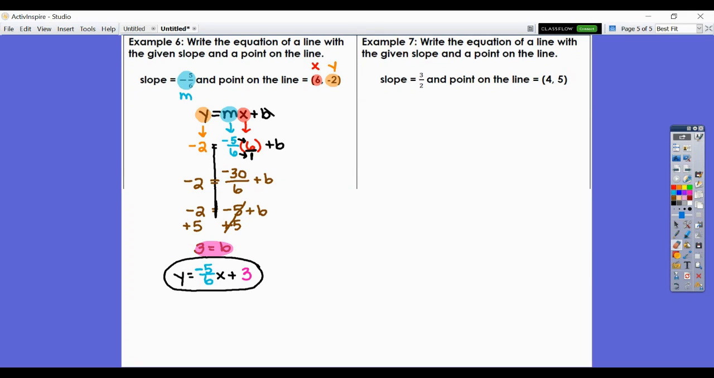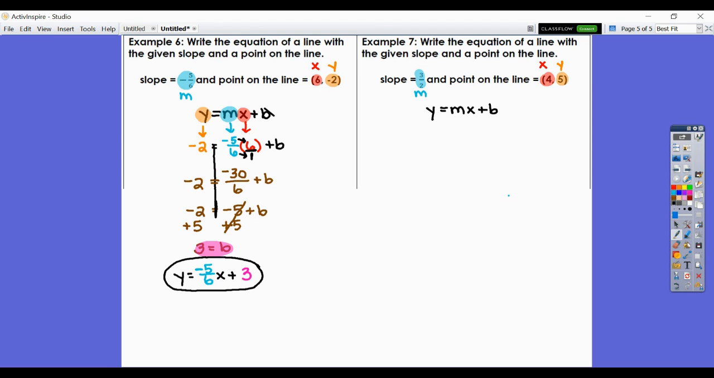Example number 7 again says write the equation of a line, so we can't stop until we write an equation with the given slope and a point on the line. Well, the slope is always going to be what I substitute in place of m. Label it as m. Point gets labeled as x comma y. X goes first, so x is going to be 4, and y comes second, so y is going to be 5. We go ahead and write y equals mx plus b because that's my slope-intercept form.